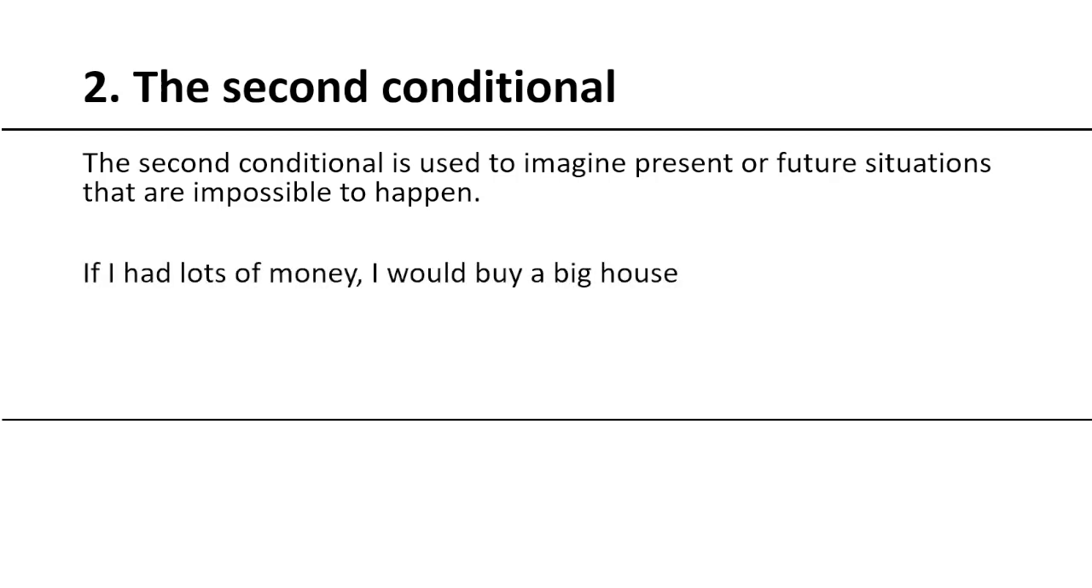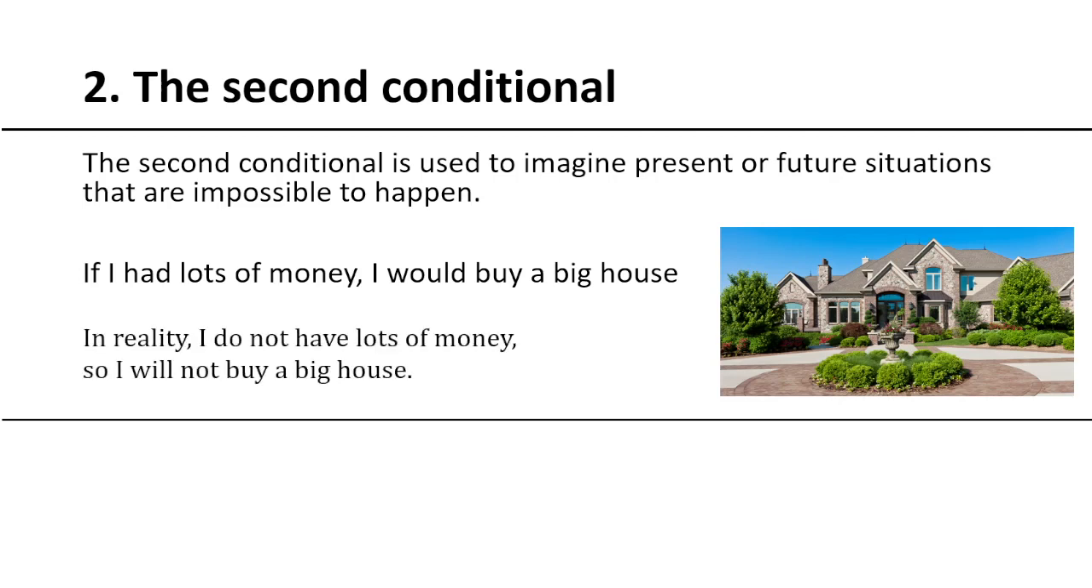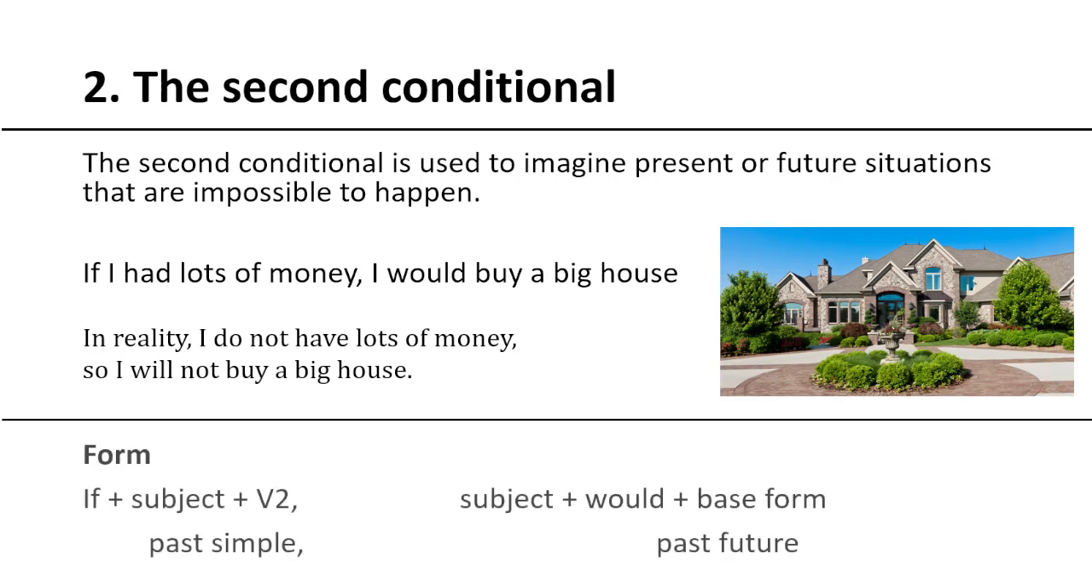Example: if I had lots of money, I would buy a big house. Yes, I would buy this big house if I had lots of money. What does this mean? In reality, it means I do not have lots of money, so I will not buy a big house. I'm imagining if I had lots of money, but in reality, I don't have lots of money. Okay? Let's look at the form.